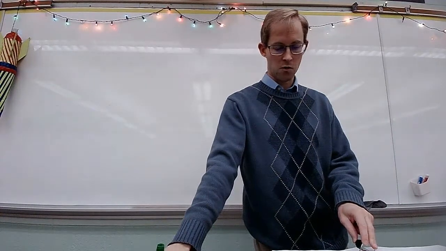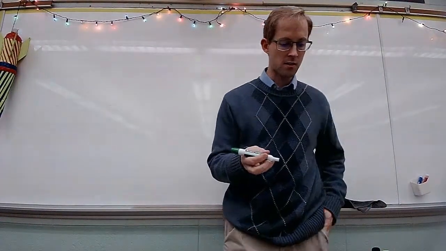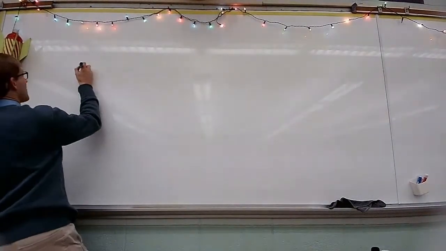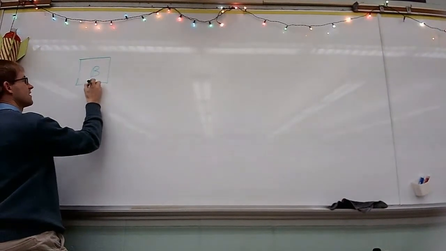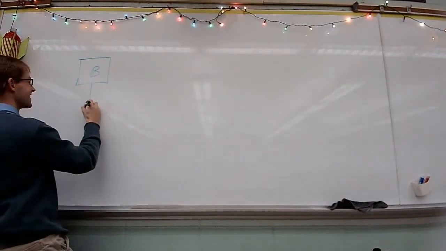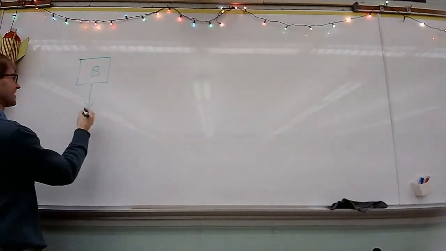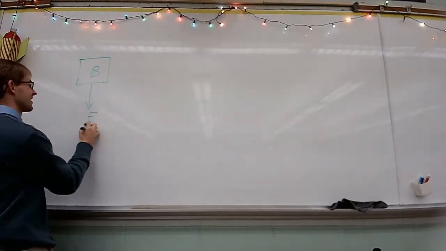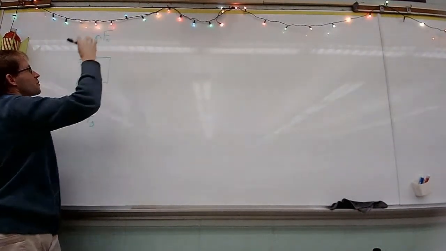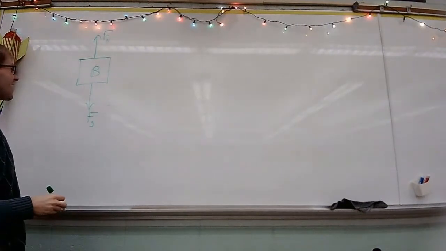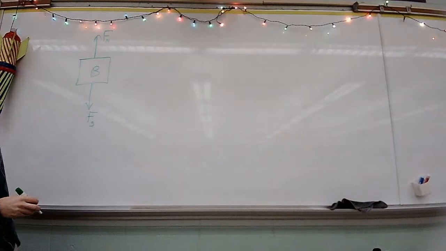Let's see what we can do with problem number 10. So once again, block B is a fatty. Much larger than block A. Wait, did you say block A is a fatty? It's big boned. And so, because of block B's girth, it has a larger force of gravity and normal force than block A will.